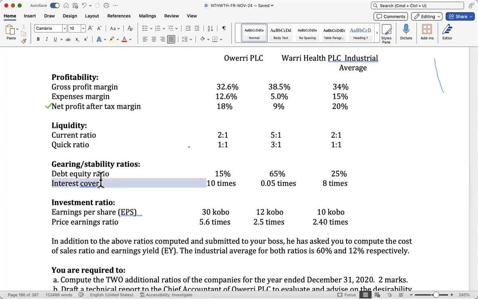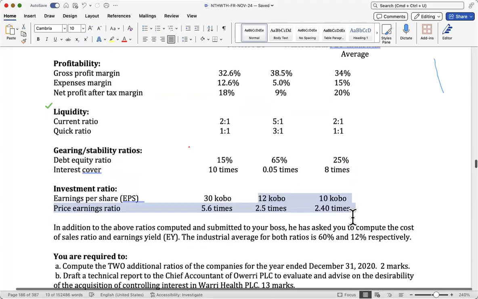And if you look at it, it has a problem already. It doesn't have available profit to cover the interest. Just 0.05 times, where the industry is doing 8 times. And there's a problem. This company is good in terms of profitability, even though it's not managing its expenses well. Its liquidity is good, but its stability is risky. And when you consider its earnings, it's also not bad. Its earnings are also not bad. And they want you to advise.